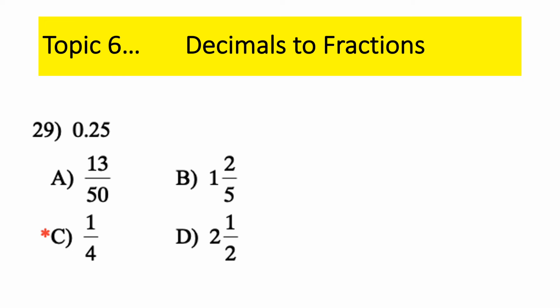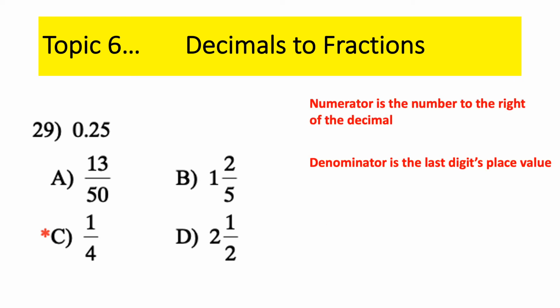All right, here's another one. The numerator is the number to the right of the decimal place, 0.25. So 25 is the numerator. The denominator is the last digit's place value. What's the last digit there? 5. What place is the 5 in? It's in the hundredths place, so you put 100.